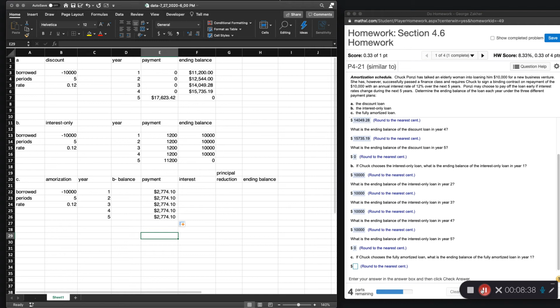So the beginning balance for year 1 is just going to be our outstanding balance. So at the beginning, we owe the $10,000. And how do we determine our interest? Well, it's going to be the $10,000 multiplied by the rate of interest. So in this case, again, it's the consistent 12%. And then figuring out our principal reduction.